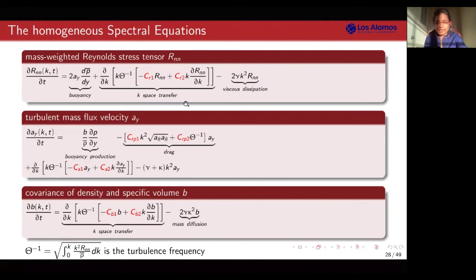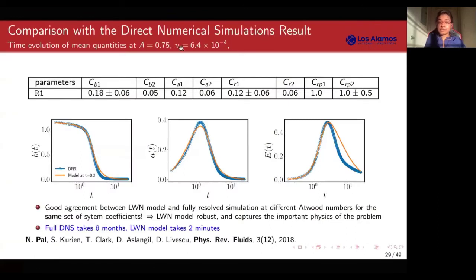Now, the K-space cascade is modeled as an advection and diffusion in K-space. This cascade term has the same form in all three variables. That is, it has an advection part and a diffusion part. And the mass flux velocity has a drag term, which is not very important in most practical flows. Now, there are some modeling coefficients for the cascade term. These have rigorous theoretical derivations, after which we carried out a sophisticated optimization procedure to tune the model to match the DNS. So basically, this is the final set of coefficients.